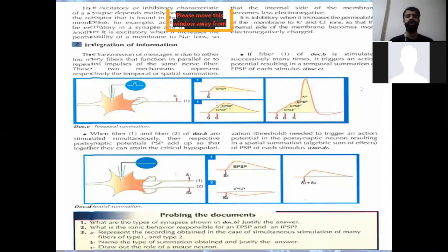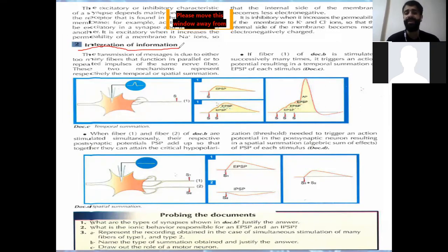Moving to paragraph 2, integration of information. Here, I'm going to talk about two different types of summation, and you will know the meaning of summation. We have two different types of summation. We have something called temporal summation, and we have something called spatial summation. Let's start step by step. Integration of information in paragraph 2.